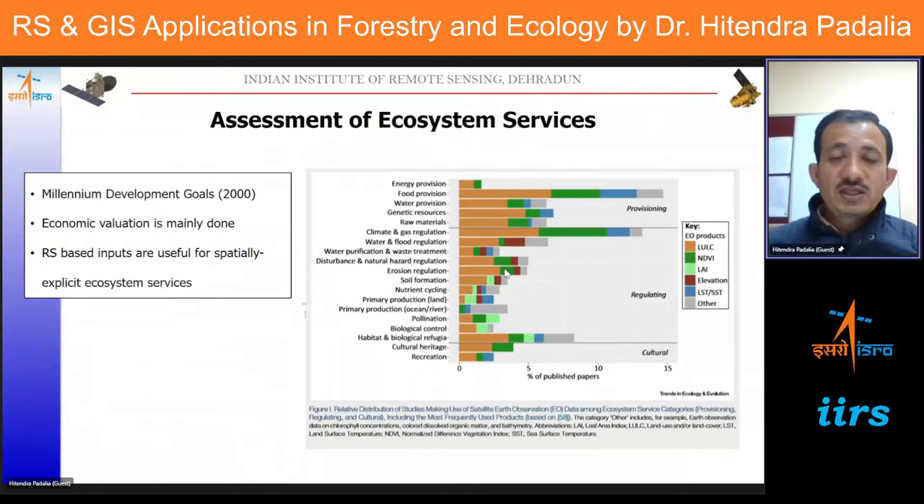And if you go through the internet, you will find a lot of very interesting remote sensing based studies being done using field as well as remote sensing data, and spatially explicit maps are being prepared for individual ecosystem services. And you can see here that a lot of EO-based products, LULC, NDVI, LAI, elevation, LST, and many other such products are used in a variety of different ways to assess the provisioning, regulating, and cultural services which are provided by the forest.